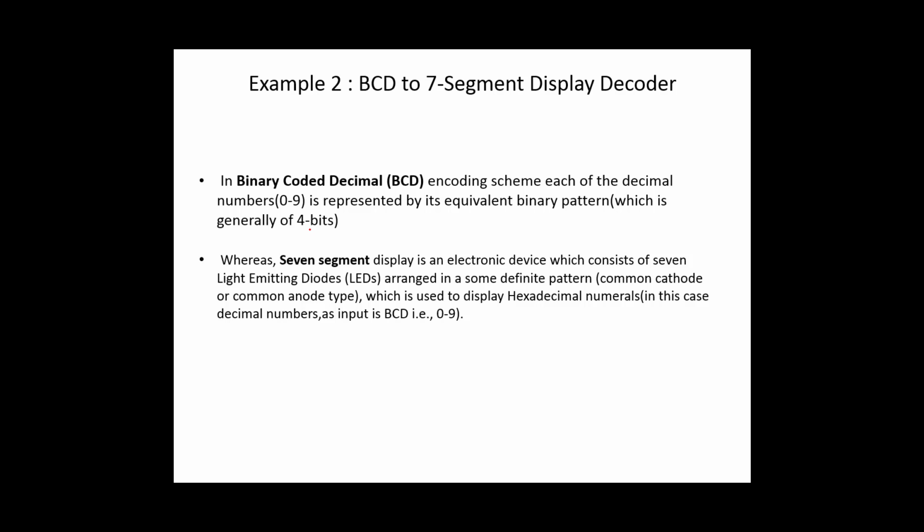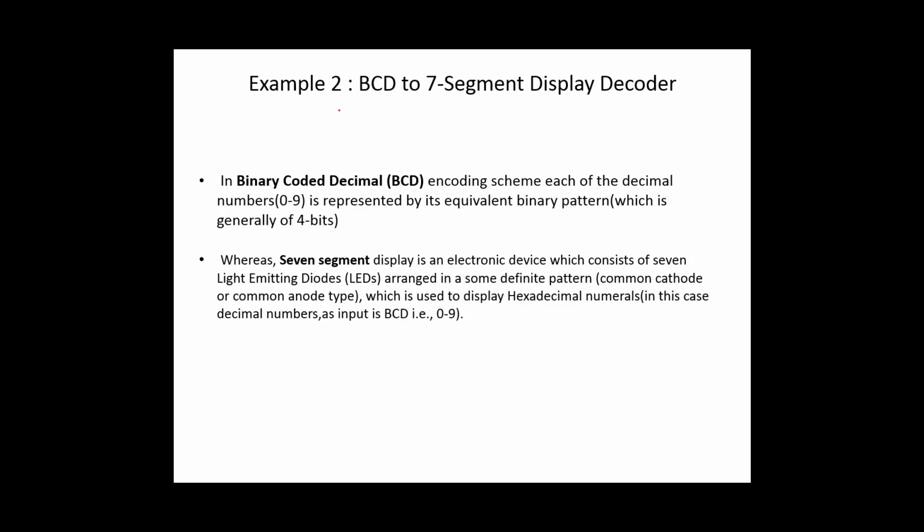And in the last video lecture we discussed one example of combinational logic circuit, and that was parity generator circuit. So we will continue our discussion, and here we will discuss another example, which is a BCD to 7 segment display decoder.